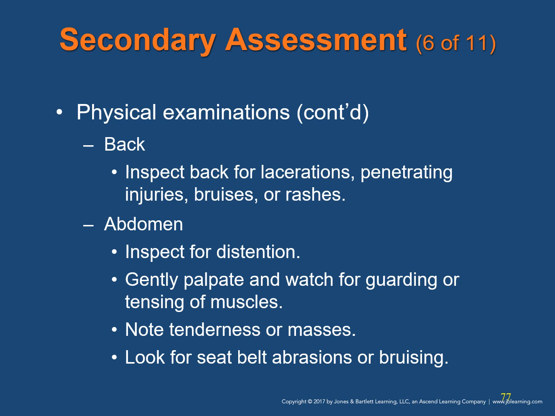Back. Inspect the back for lacerations, penetrating injuries, bruises, or rashes. Abdomen. Inspect the abdomen for distension. Gently palpate the abdomen and watch for guarding or tensing of the abdominal muscles, which could suggest infection, obstruction, or intra-abdominal injury. Note any tenderness or masses. Look for any seatbelt abrasions or bruising.